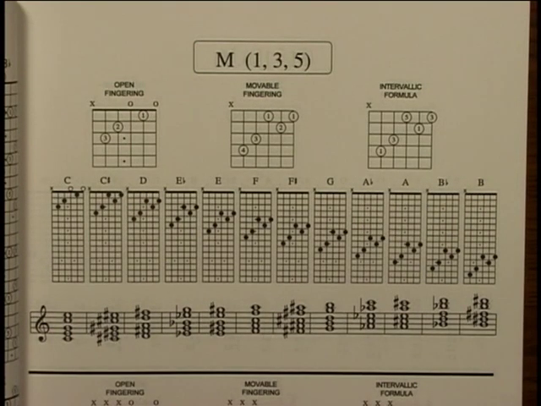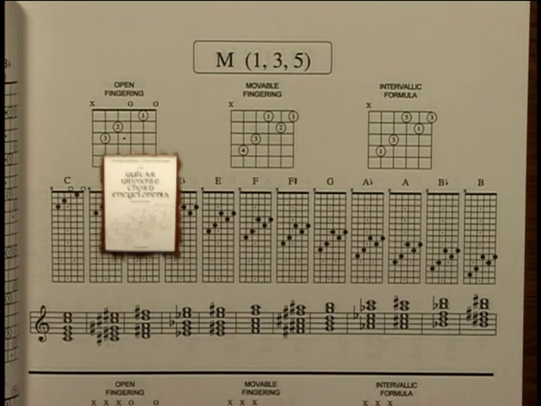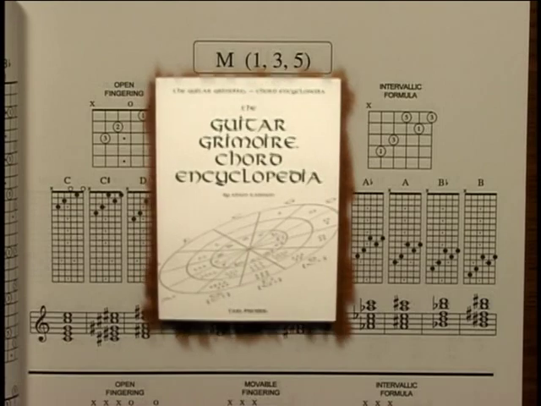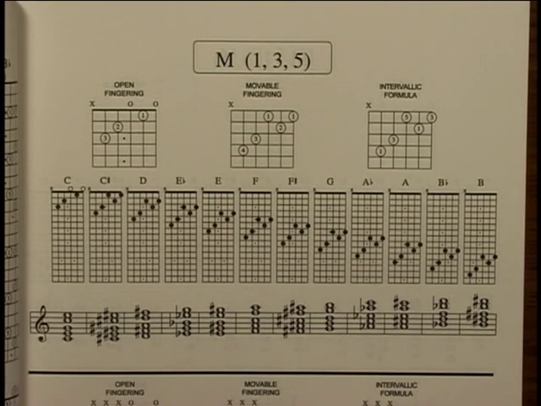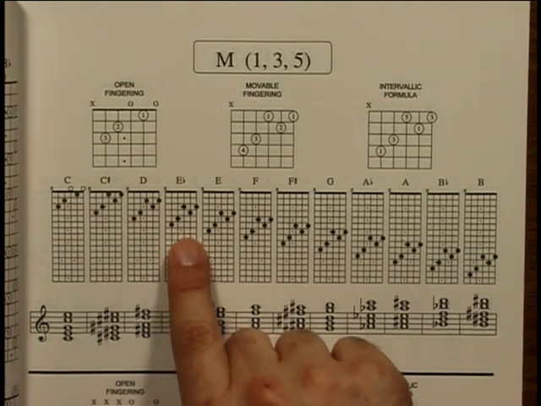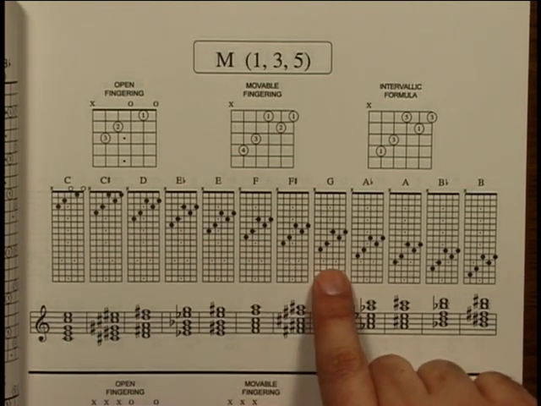Now let's look at what we just played. This page is taken right out of page 19 of the Guitar Grimoire Chord Encyclopedia, which is an excellent book for graphing out the motion of movable chords and seeing how the notes move relative to the motion of the chord pattern.